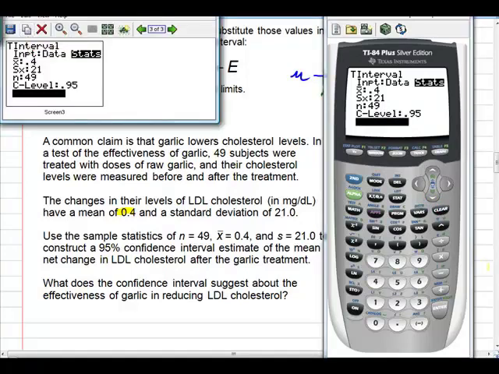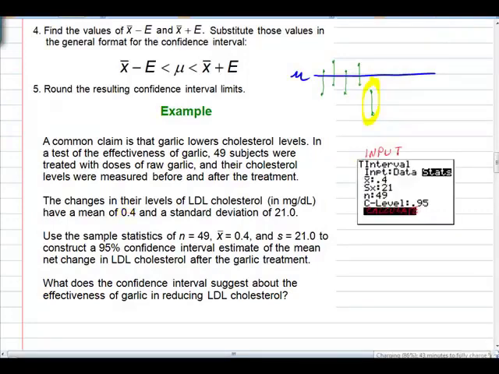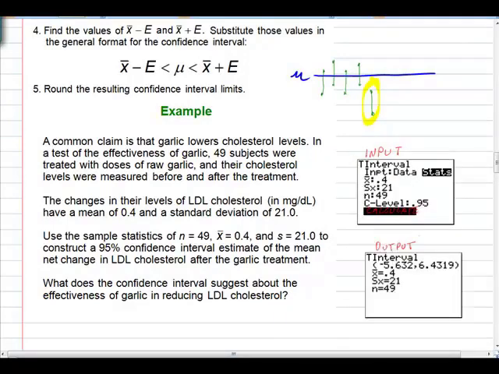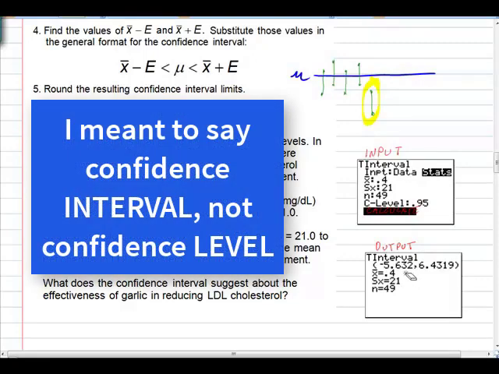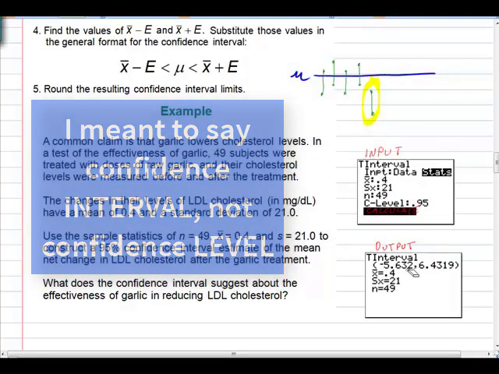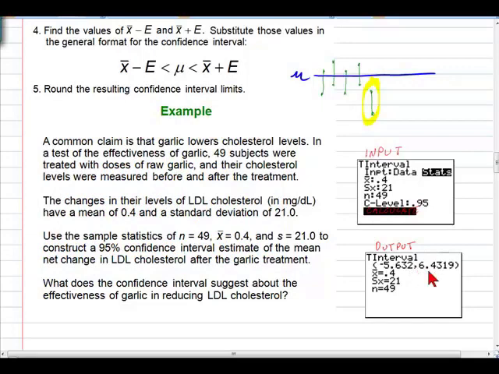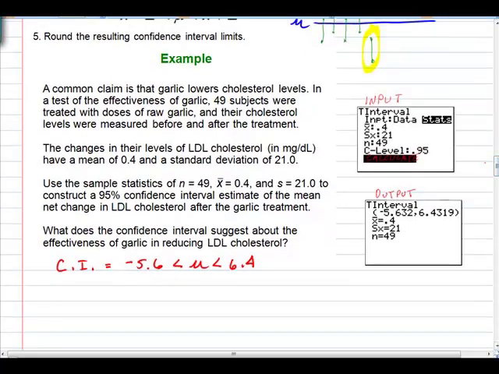This is what the input screen looks like. And we're going to hit enter on the calculate part, and this is the output. So our confidence interval here is from negative 5.6 to 6.4. Based on this confidence interval, what does this suggest about the effectiveness of garlic in reducing the LDL cholesterol level?